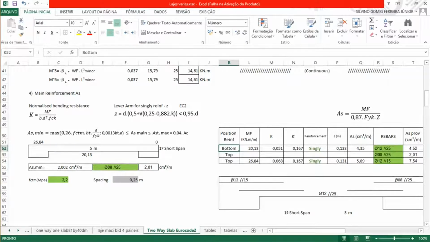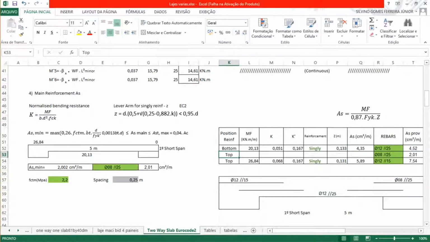So here what we are seeing in the middle span on the shorter side, 4.35. So we check the minimum, 4.25. I use the spacing of 25, rebars of 12. I didn't use 10 because if I put 10 it gives 3.14, that is smaller than the 4.35 that we calculated. So when I put 12 it gives 4.52. It is bigger than this, so it's okay.